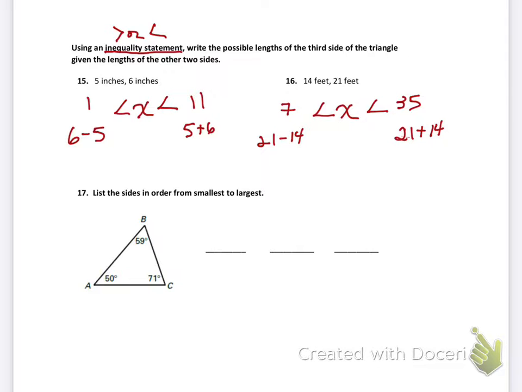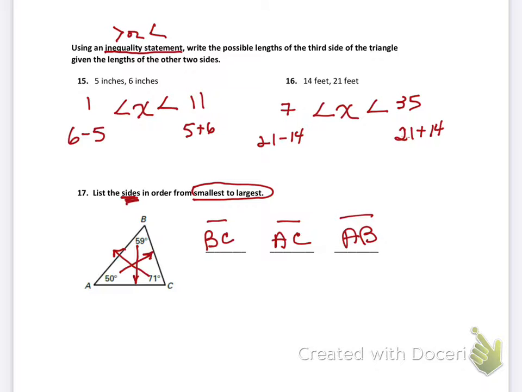Okay, so here it says, list the sides in order from smallest to largest. Find your smallest angle. That opposite it is your smallest side. For the next one, find your median angle. That's your median side. And then the last one, there's your biggest side. Go back and check. Make sure you're going in the direction they say. Smallest to largest. So what's your reasoning?